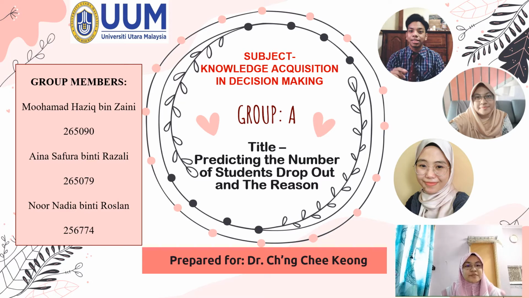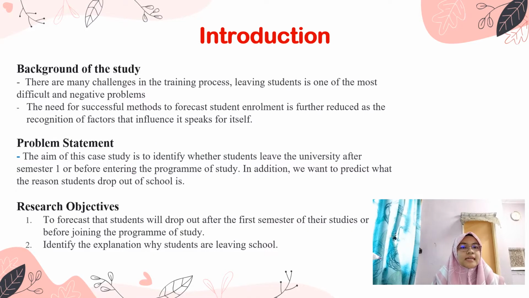My name is Aina Safura binti Razali and my metric number is 265079. I'll present the case study on predicting the number of students dropping out and the reasons. First, I will introduce my other group mates. The first one is Mohamad Haziq bin Zaini and his metric number is 265090, and the other one is Noor Nadia binti Roslan and her metric number is 256774. Now I present the introduction part.